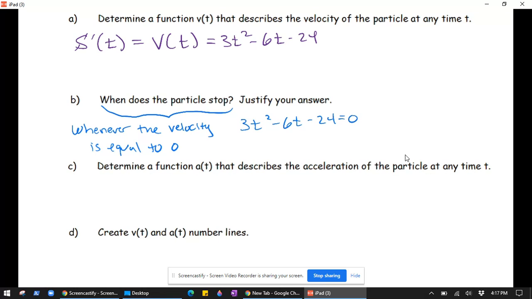Let's divide everything through by 3. That gives us t squared minus 2t minus 8. And you know what? Rather than divide through, let's just factor it out, for reasons that occurred to me now. It's not that big a deal. I'm just thinking ahead a little bit. So we can factor that quadratic. I think it factors to t minus 4 and t plus 2.